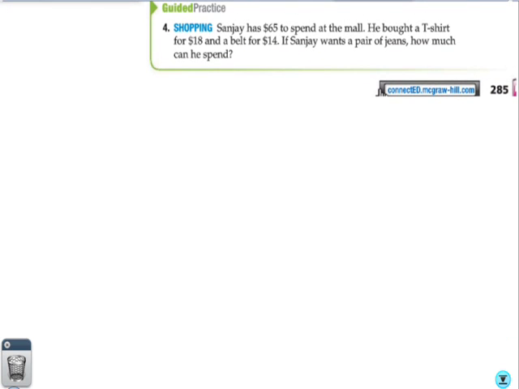Okay? Sanjay has $65 to spend at the mall. He bought a t-shirt for $18 and a belt for $14. If Sanjay wants a pair of jeans, how much can he spend? So he can't spend more than what he has left. So let's say we have 65 is the total amount that we started with. That has to be greater than or equal to the total amount that he spent. So he's already spent $32, and then he wants a pair of jeans, so 32 plus J. Okay? He can't spend more than the $65 he has, so that's why that has to be the bigger number. We subtract 32 from both sides, and we have 33 is greater than or equal to J.